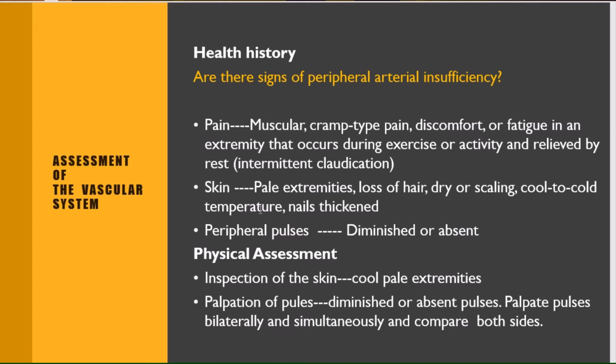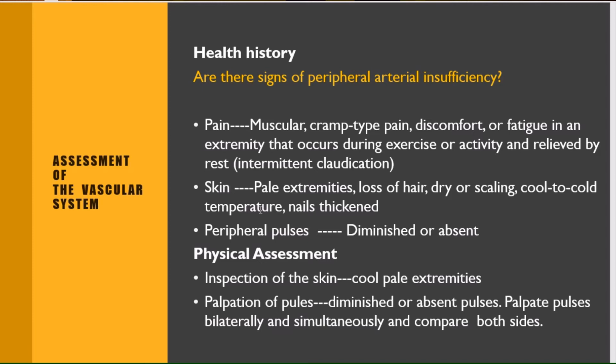The patient may complain, when you ask them, can you describe the pain? What kind of pain is it? They may say it's muscular, cramp-like pain, discomfort, or fatigue in one extremity that occurs during exercise or activity, and it is relieved with rest. This is a typical symptom of arterial disease called intermittent claudication. So it is intermittent. The patient gets pain as they walk.